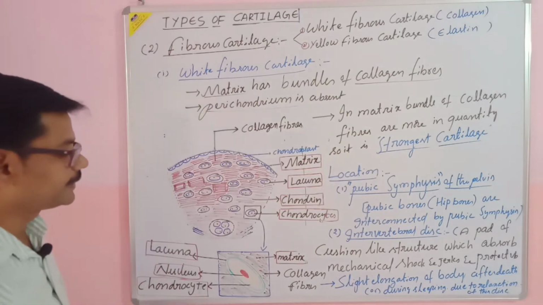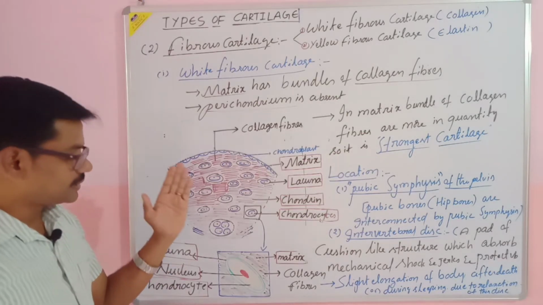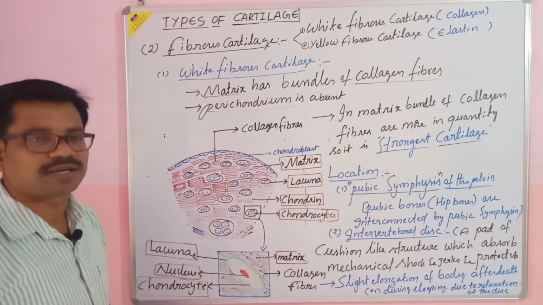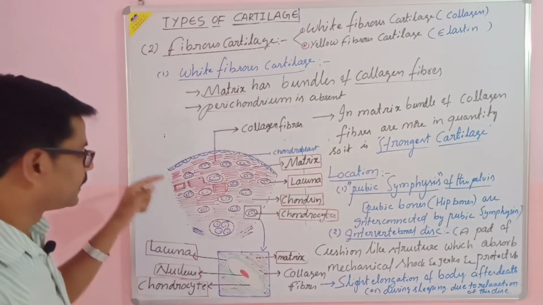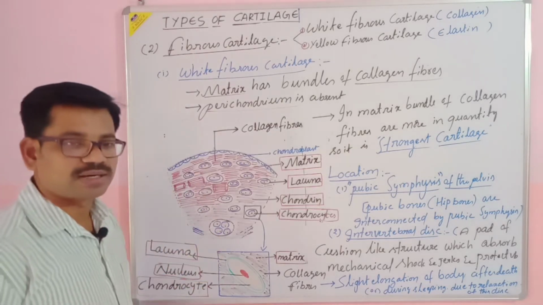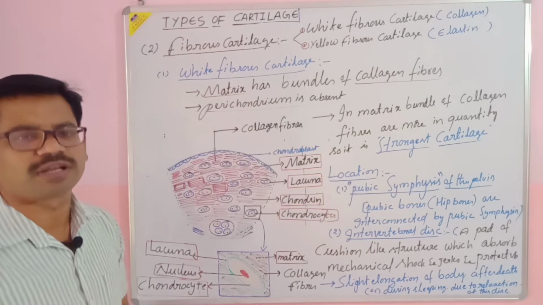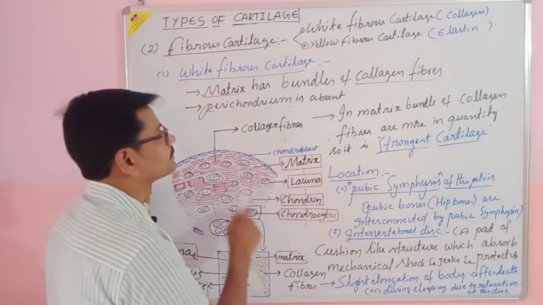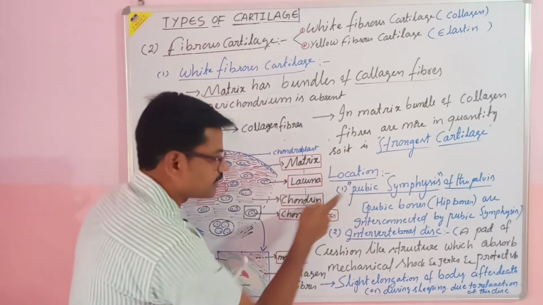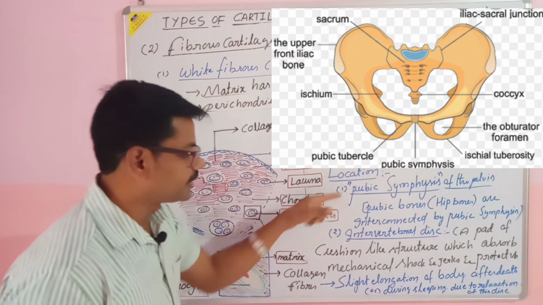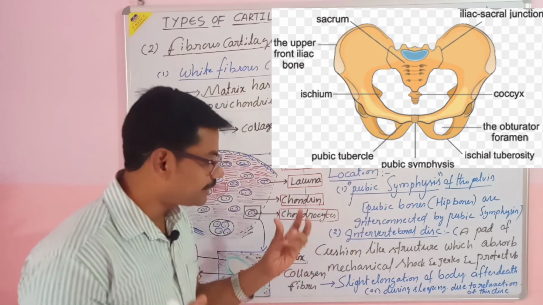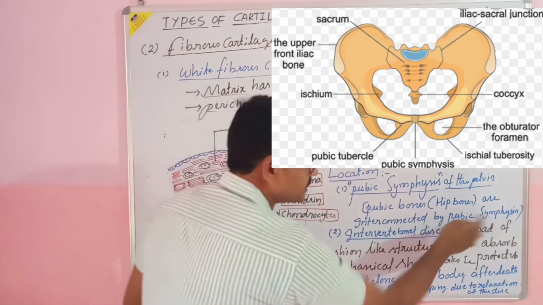The difference between hyaline cartilage and white fibrous cartilage is that hyaline cartilage is the weakest and most common cartilage in our body, but white fibrous cartilage is the strongest cartilage, present only in particular parts. What are the locations where we can see white fibrous cartilage? First is the pubic symphysis. The pubic symphysis is where the pubic bones or hip bones are interconnected.